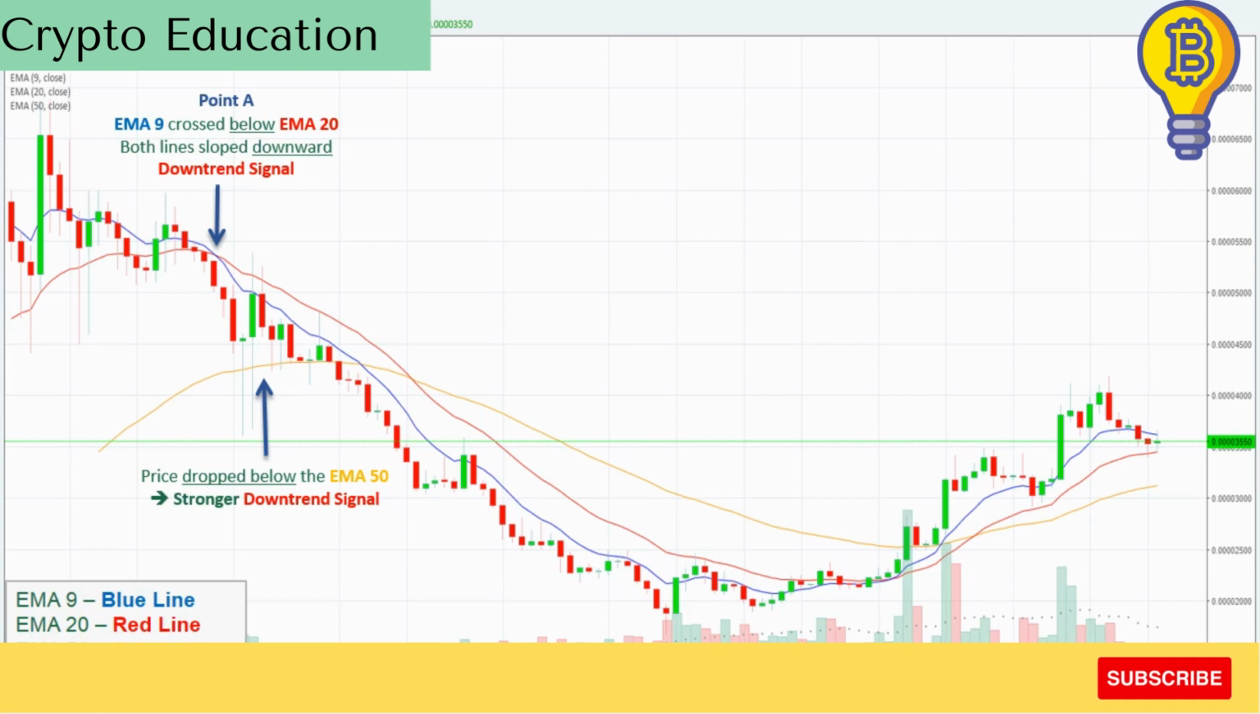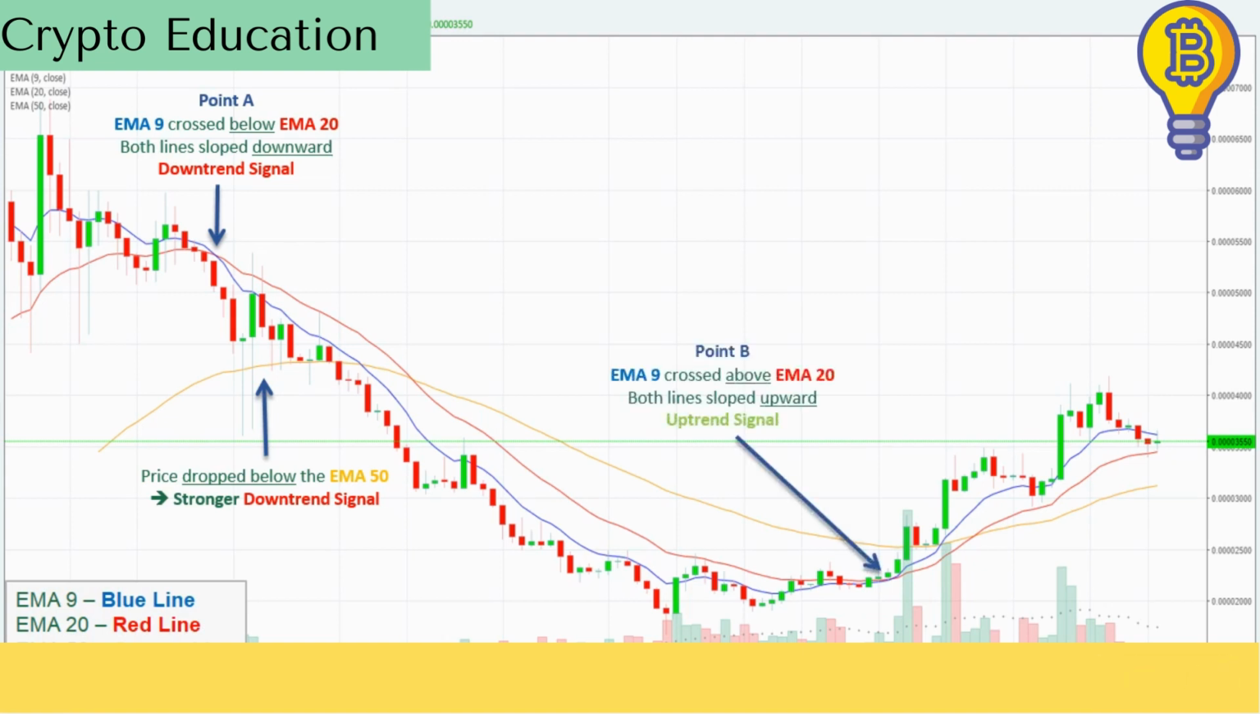This strategy tells us exactly when we need to sell our investments to protect our money before the price drops. And if you can master this technique, you can easily buy low when the trend reverses. The EMA 9 crossed above the EMA 20 at point B. Both lines started sloping up. We know that the trend had reversed, and the uptrend signal got stronger when the price stayed above the EMA 50.